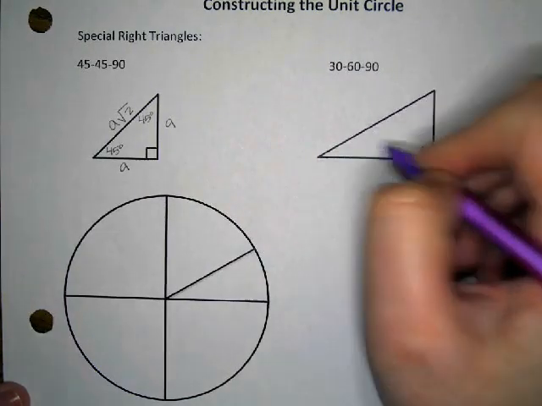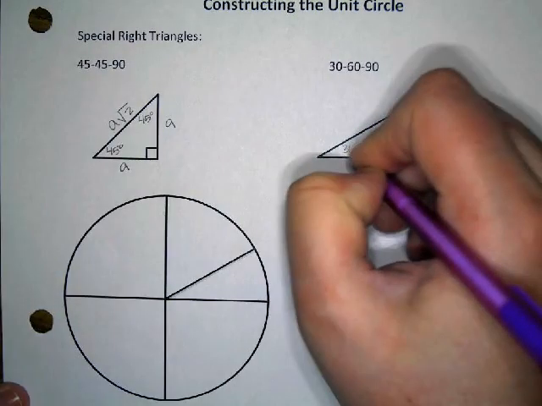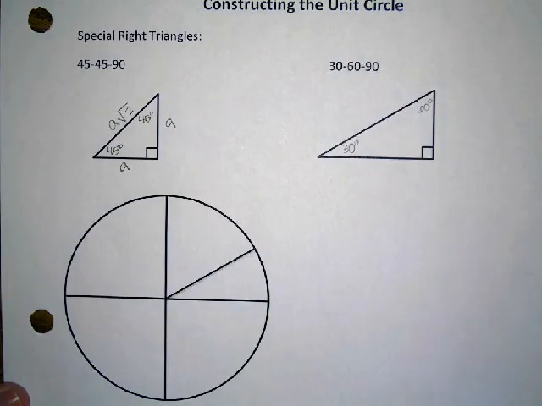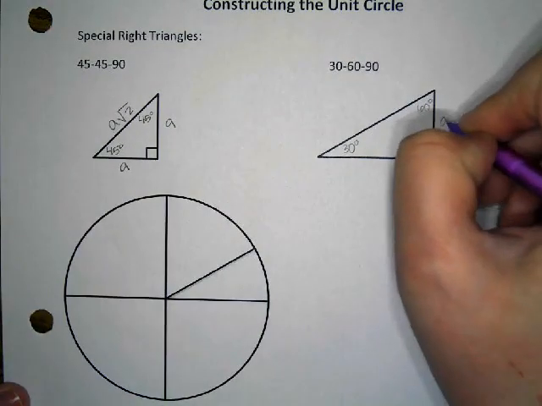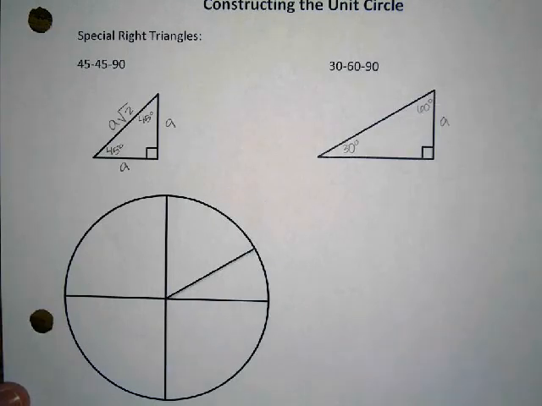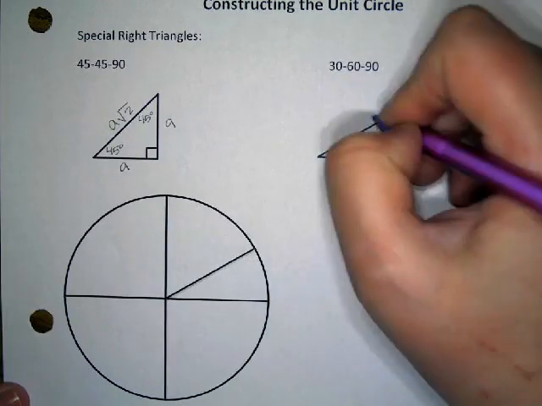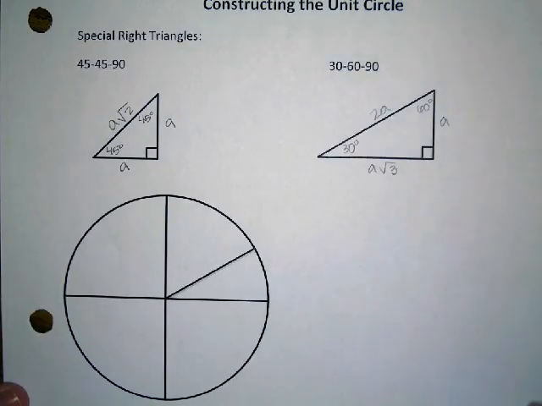And then if you have a 30, 60, 90 triangle, then the smallest side is A. The middle length side is A root 3. And the longest side is 2A.